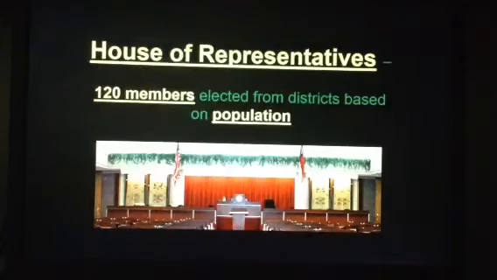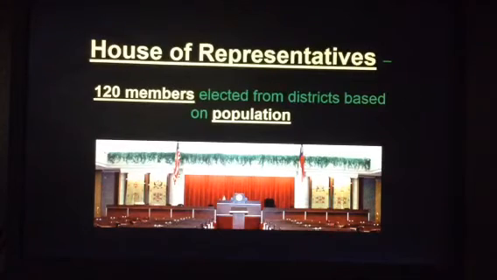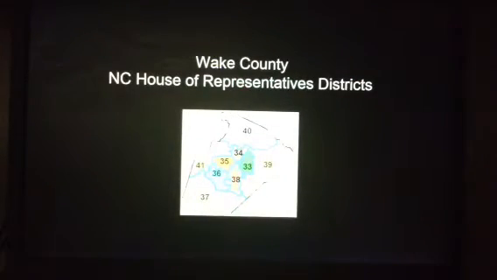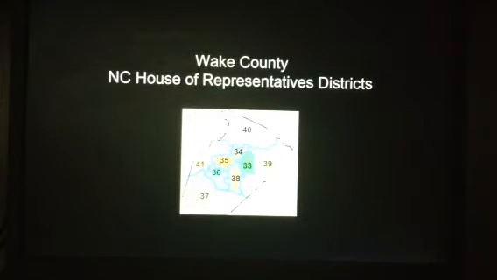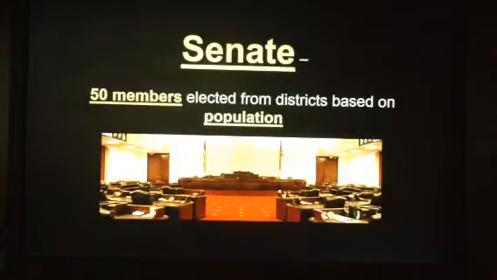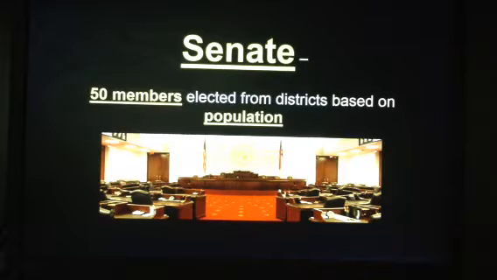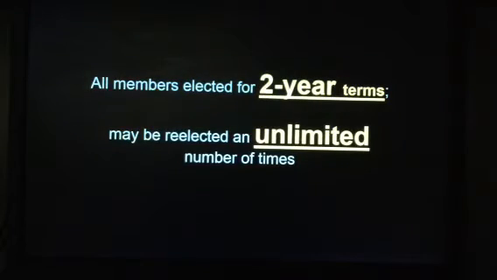It's bicameral. It has a House of Representatives, which contains 120 members, elected from districts based on population. These are the districts in Wake County in the North Carolina House. The Senate in the General Assembly has 50 members, also elected from districts based upon population. So the North Carolina House has 120 members. The North Carolina Senate has 50 members.